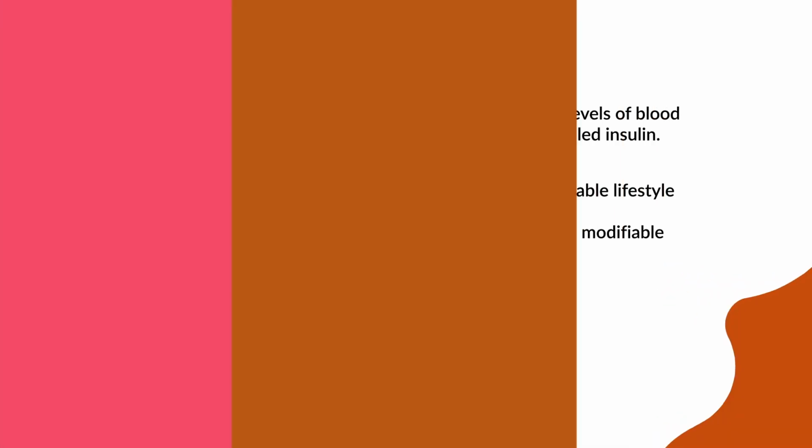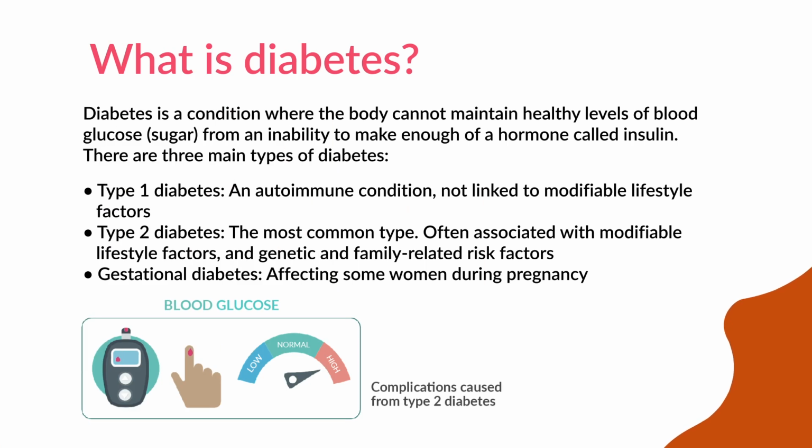Let's first explore what diabetes is. Diabetes is a condition where the body cannot maintain healthy levels of blood glucose or sugar due to an inability to make enough or make good use of a hormone called insulin. There are three main types of diabetes. This includes type 1 diabetes, type 2 diabetes, and gestational diabetes. All types can be complex and can require daily care to prevent complications developing.